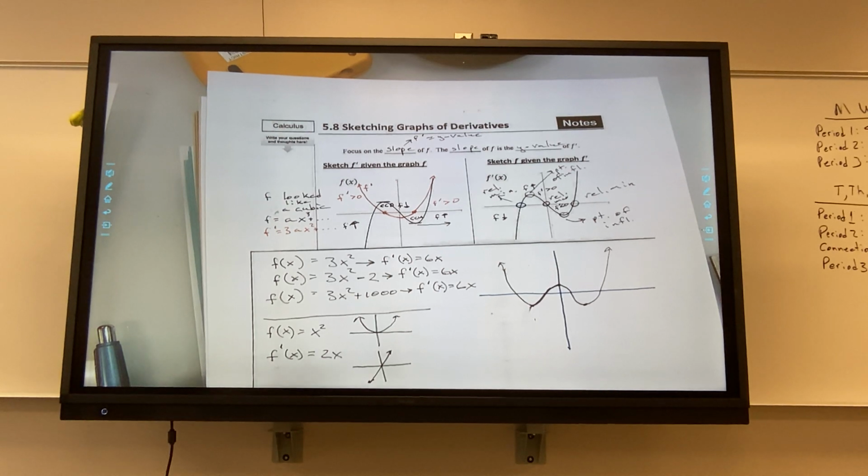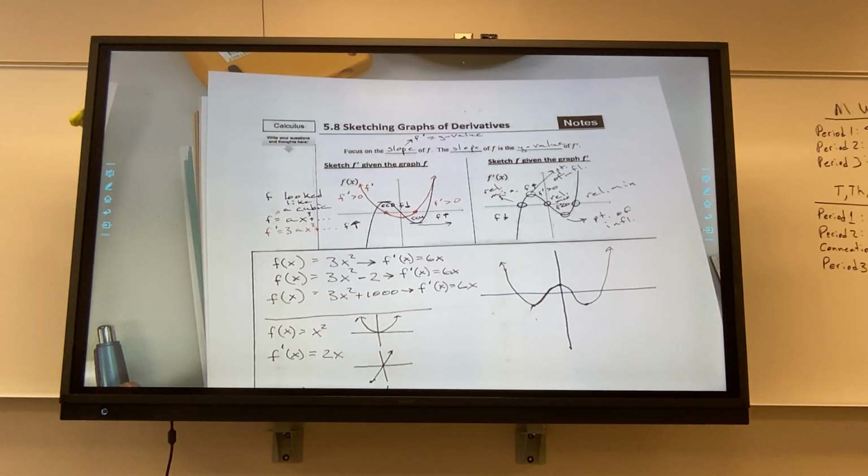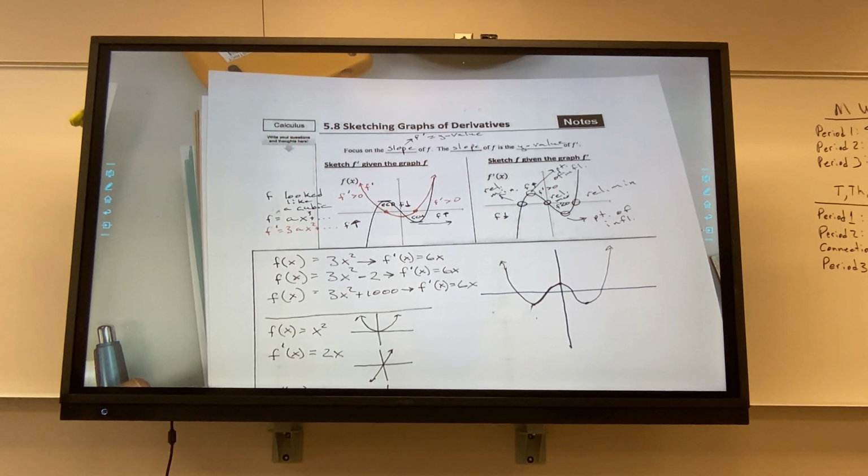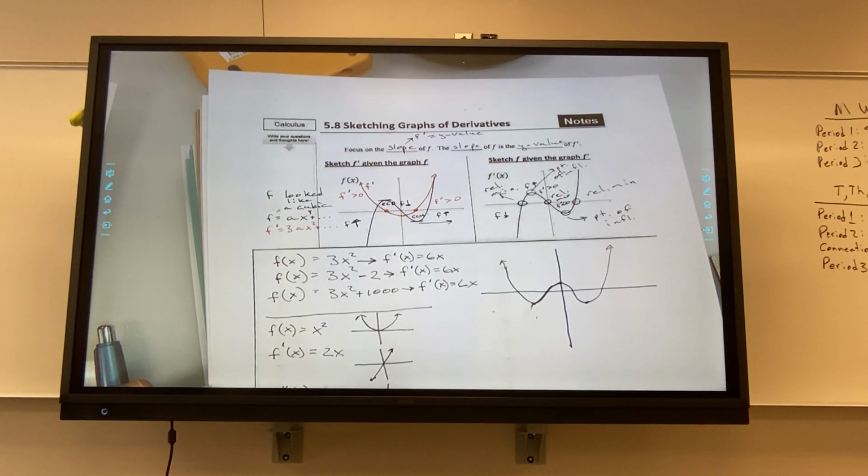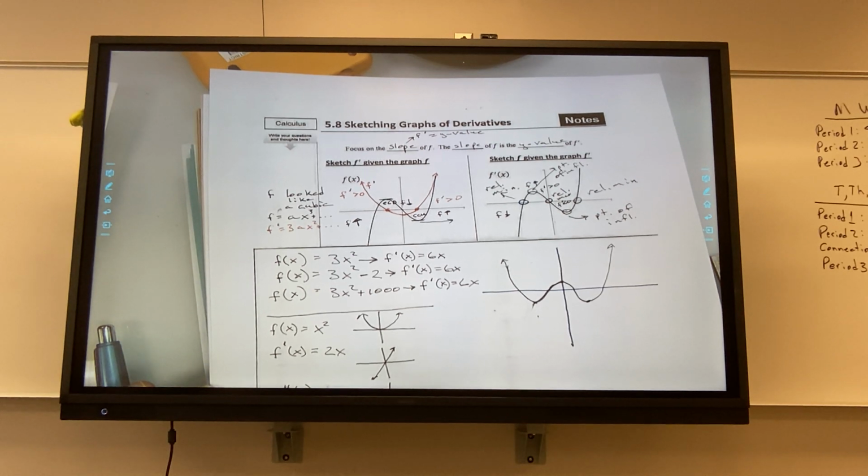Owen, what's the second derivative? 2. What's that look like? Flat line. Horizontal. Horizontal line where? Y-intercept 2. Perfect. I like how you said that, intercept 2. Okay?